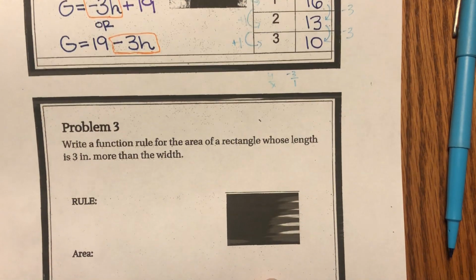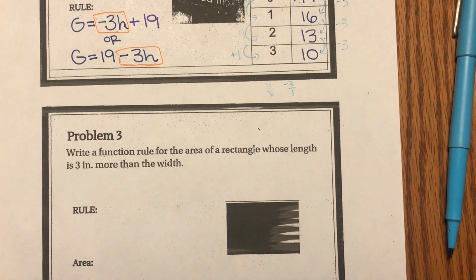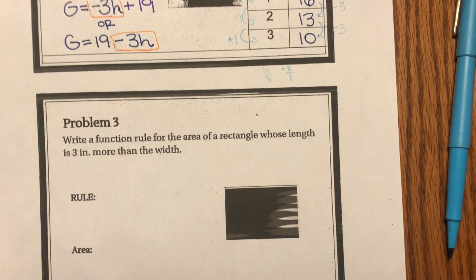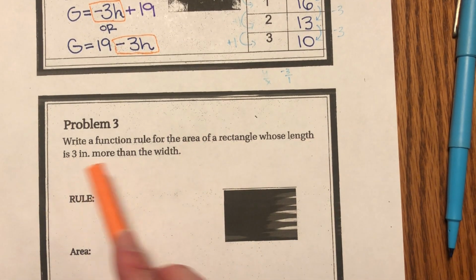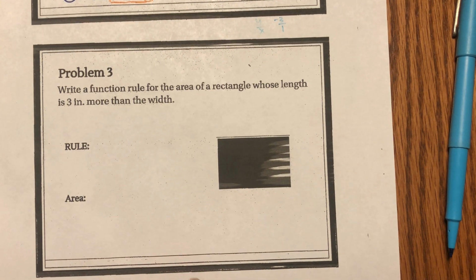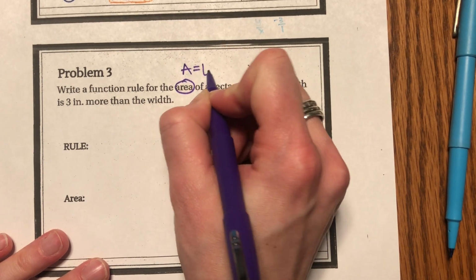Alrighty, next problem, number 3. Write a function rule for the area of a rectangle whose length is 3 inches more than its width. What is the area of the rectangle with a width of 7 inches? And so you'll see that's not written in here, but that's the extra information that we needed to know, okay? So we're talking about area. Remember, area formula for a rectangle is A equals length times width.